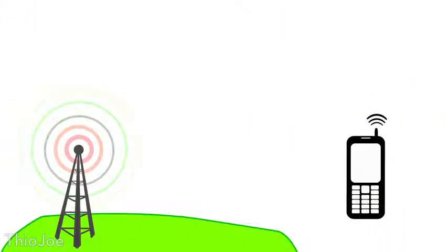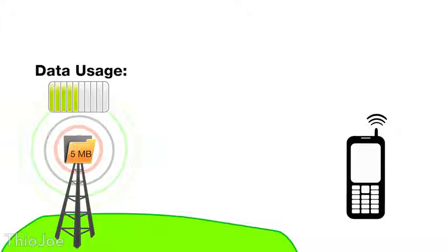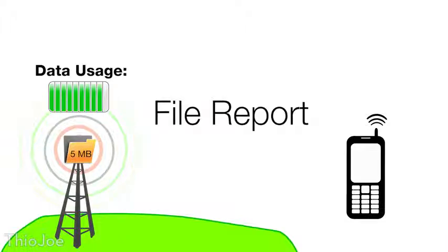Whenever you download a document, fetch emails, stream a video, anything like that, your cell phone downloads that file and then records how much data was used in that connection. After the download is completed, your cell phone sends a TCP data packet back to the cell trunk in the service containing information about how much data you just used for that file, which is called a file report.